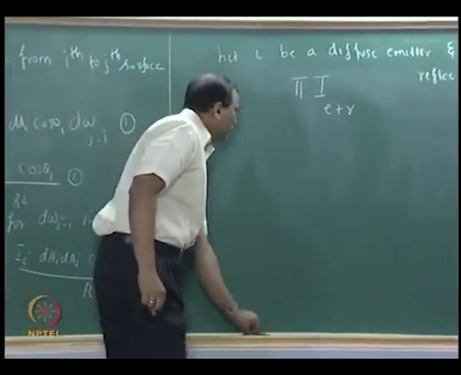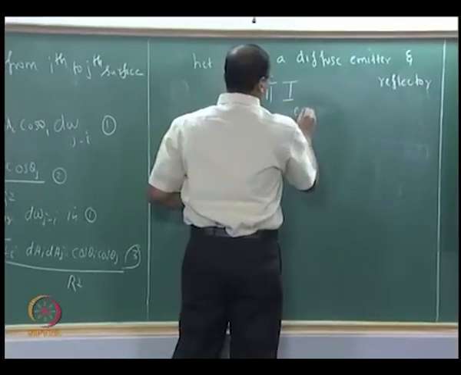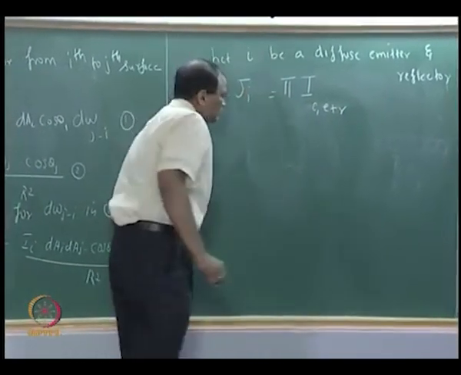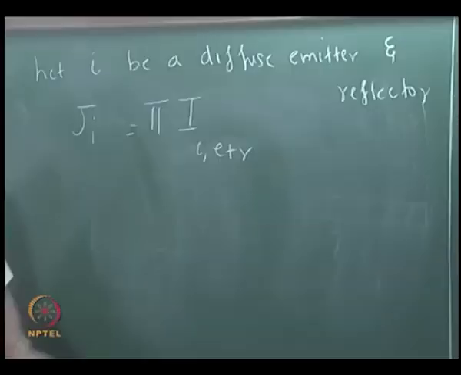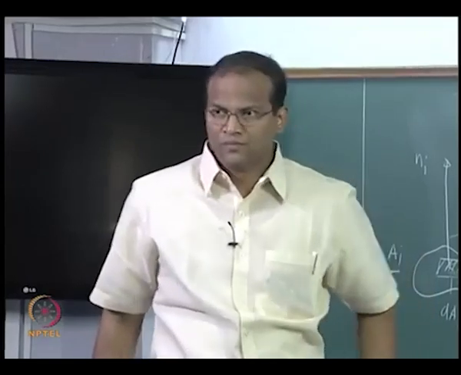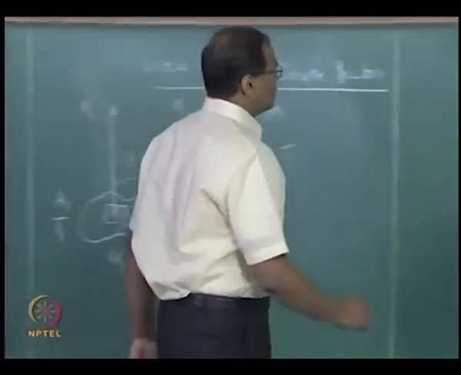So to make it clear, I call this Ji. Did I define this? J is called the radiosity. Have I defined this earlier? I am introducing a new term in today's class. J is called the radiosity.